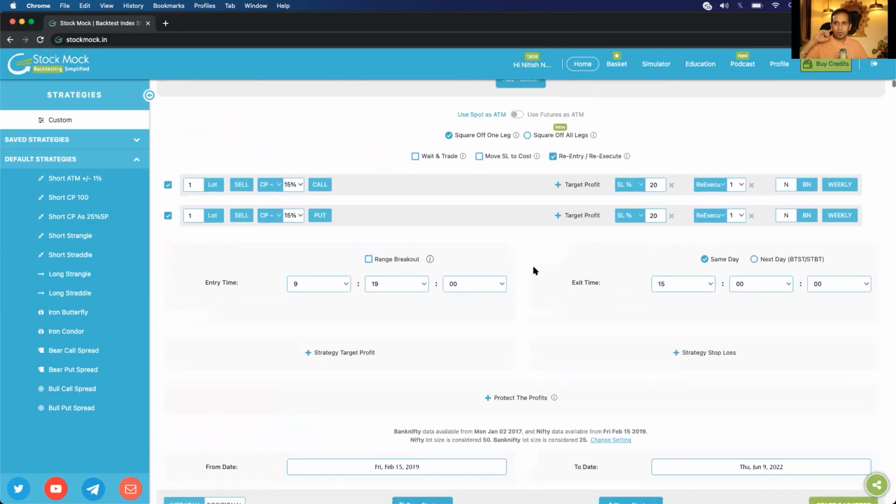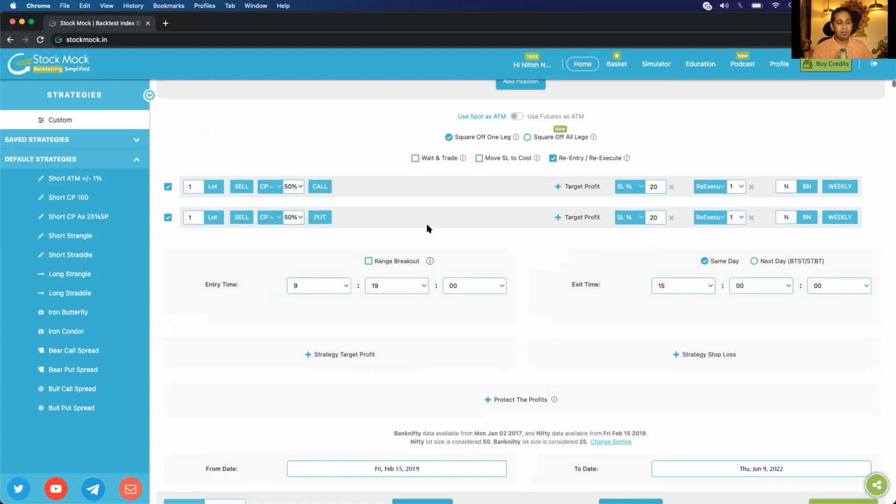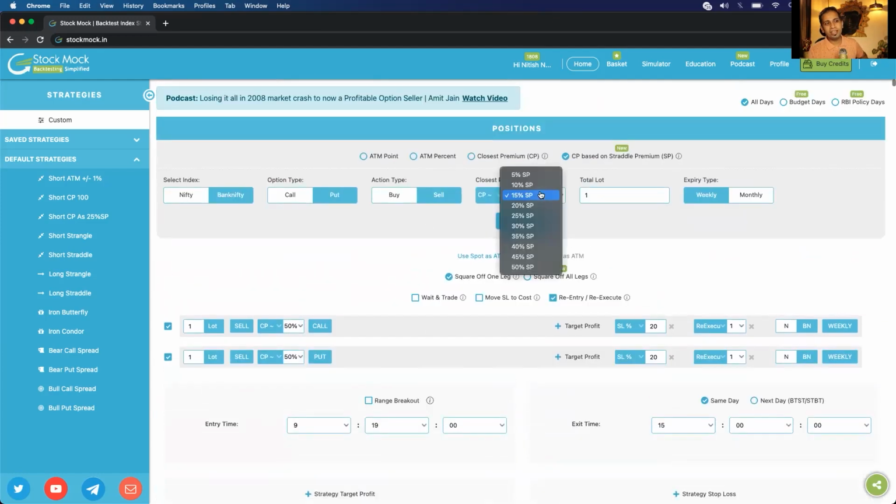But by the way, now coming to a very interesting question that I wanted to ask you. Now tell me, let's say I do 50% of this SP here, which means I want to trade call and put which is 50% of the straddle premium that is running on both sides. Let's say the straddle premium is 1,000 rupees. So I want to trade a 500 rupees call and a 500 rupees put.